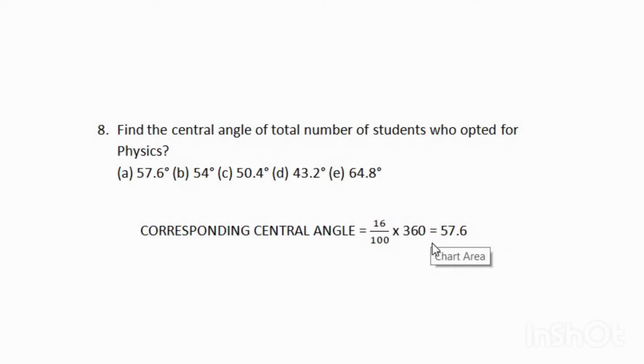That is 16 by 100 into 360. You will get 16 into 36, right? And that is 57.6. Why here point? Because only one zero gets cancelled. So 16 into 36 divided by 10, not 100, because one zero gets cancelled. So the answer is option A, 57.6 degree.